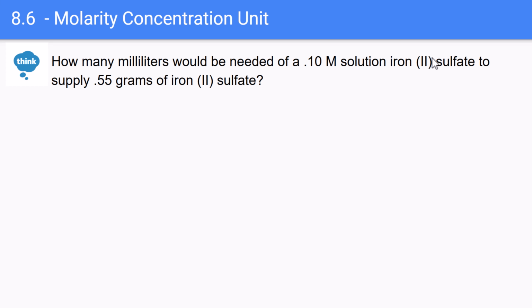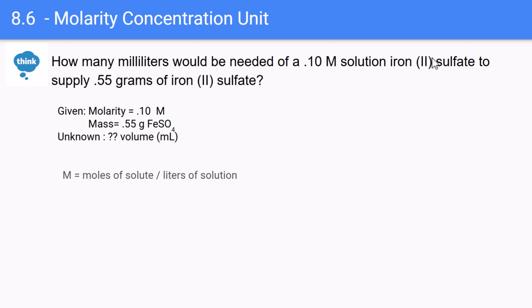Now, this one's probably the trickiest out of the bunch. It says, how many milliliters would be needed of a 0.10 molar solution of iron sulfate to supply 55 grams of iron 2 sulfate? So again, we're given a molarity. We need to figure out the volume of this, and we're given the mass of FeSO4. In order to solve this type of problem, we need to recognize again that molarity is moles over liters. We're given our molarity, but we're trying to solve for volume in milliliters, so we'll come back to that when we get liters.